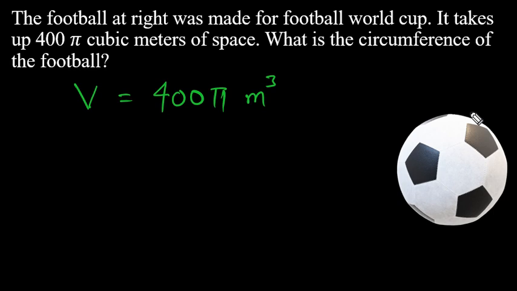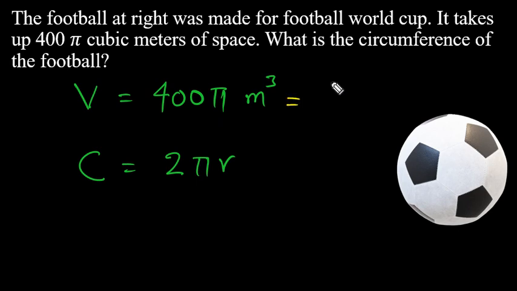So this football, if you look at the circumference, will look like a circle. So C is equal to 2 pi r. Now the volume is given. To find the circumference, the unknown information is radius. So you need to find the radius. Now, is it a sphere or hemisphere? So obviously this is a sphere.